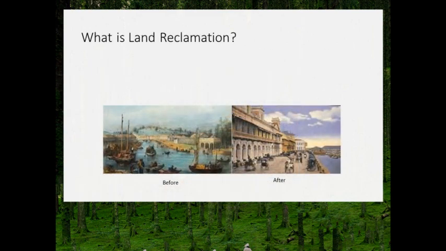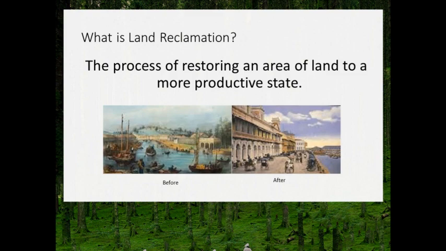Land reclamation. Fortunately, it is possible to repair land damaged by erosion or mining. The process of restoring an area of land to a more productive state is called land reclamation. In addition to restoring land for agriculture, land reclamation can restore habitat for wildlife.